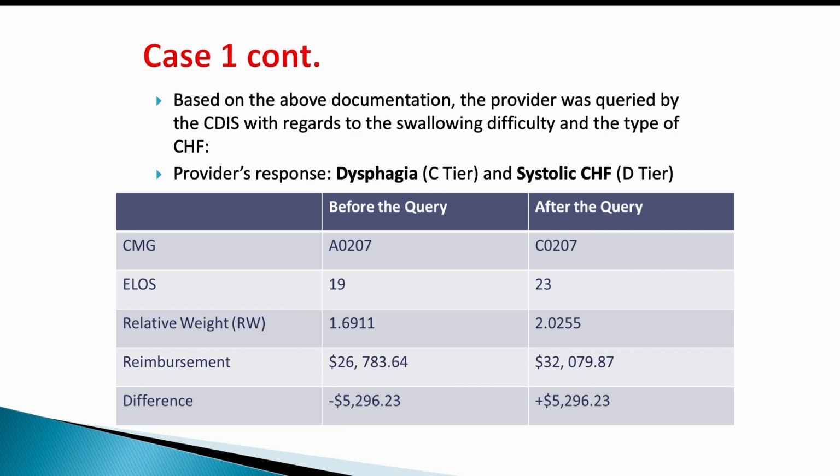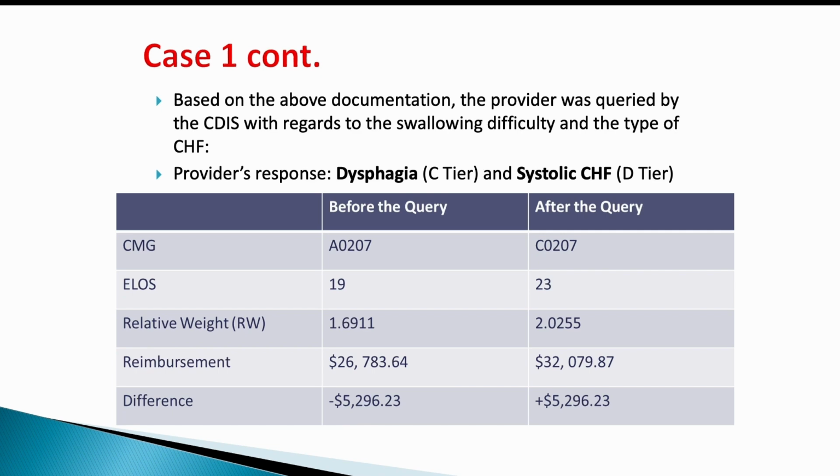Based on the documentation, the provider was queried by the CDIS with regards to the swallowing difficulty and the type of CHF. Provider's response: dysphagia, C tier, and systolic CHF, D tier. CMG before query is A0207, after query is C0207.